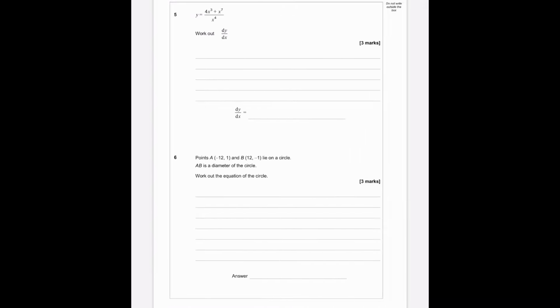Question 5. First thing I'm going to do is turn it into something friendlier to differentiate. So I'm going to rewrite the equation as 4x to the minus 1 plus x cubed, and then differentiate it bit by bit. Multiply by the power, subtract one from the power, we get minus 4x to the negative 2 plus 3x squared. That would be perfectly acceptable as an answer. I've changed the minus 4x to the minus 2 into minus 4 over x squared, although that's not necessary. Minus 4x to the minus 2 would have been sufficient.